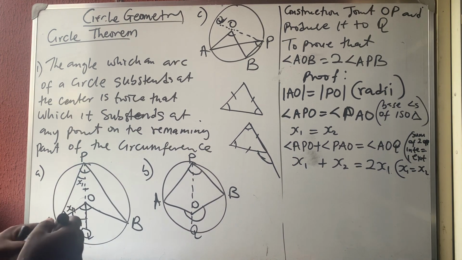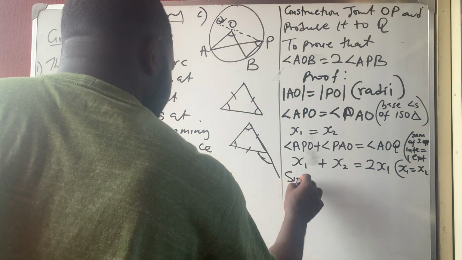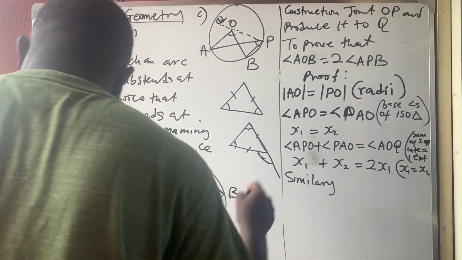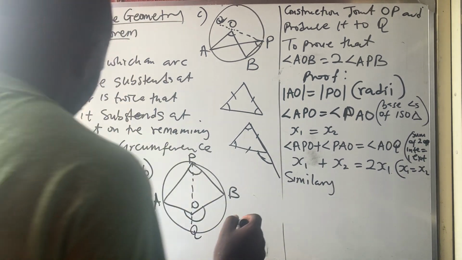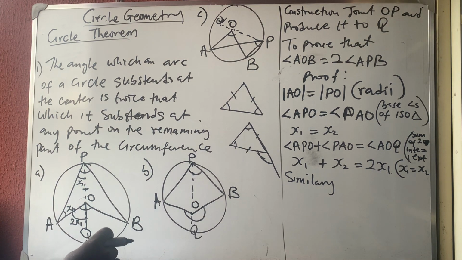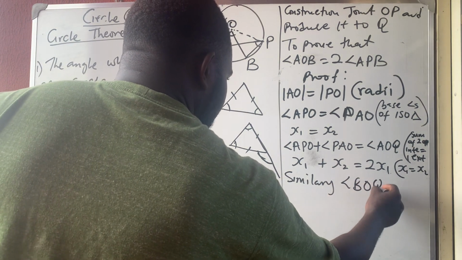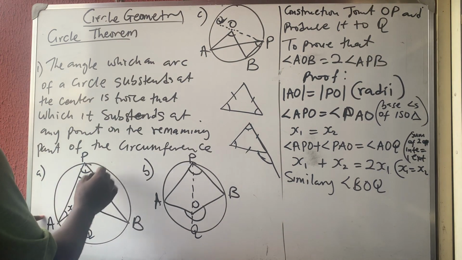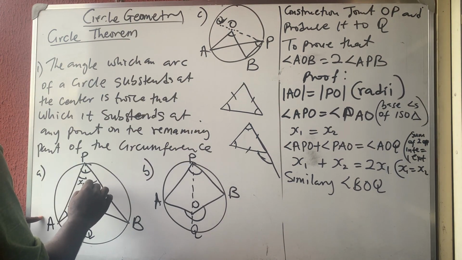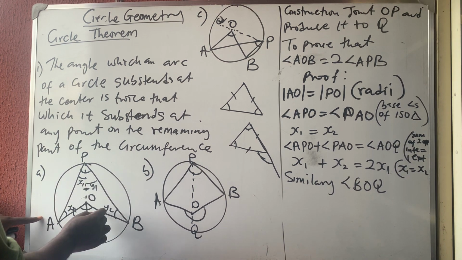Now, similarly, if we do the same thing in the left hand side, in triangle BOQ, the same thing we repeated, let me call this one y1 and y2, because they are the same thing. Here is the same thing as here.